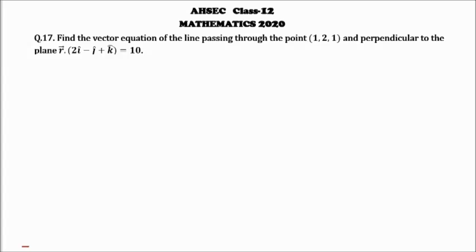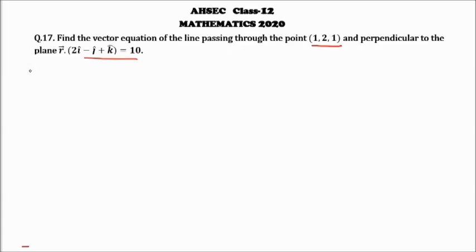Let us see question number 17 that was asked in 2020. It says, find the vector equation of the line passing through the point (1, 2, 1) and perpendicular to the plane. Okay, so this plane is given. We know this is the equation of the plane. We have to find a vector equation of the line which passes through this point (1, 2, 1).